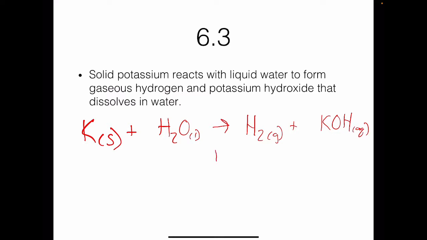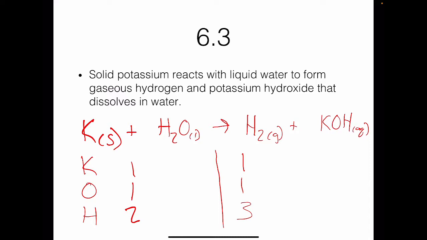Now we draw our line and we list the elements that appear on both sides. Potassium, oxygen, and hydrogen appear on both sides. So we know we probably have the correct formulas. Our next step is to list how many of each appear on each side. So we can see that we have 1 potassium on the left, we have 1 on the right. For oxygen, we have 1 on the left, we have 1 on the right. For hydrogen, 2 on the left, and almost but not quite, we have 3 on the right.